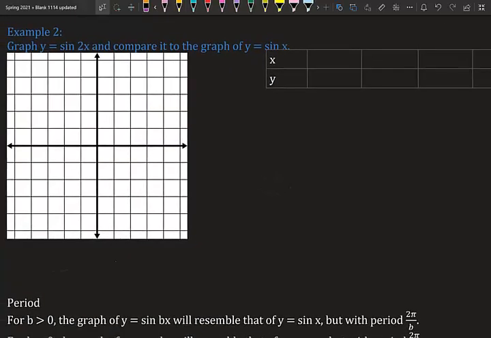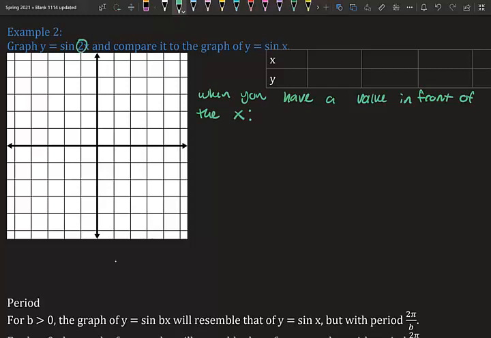So let's graph y equals 2 sine 2x and compare it to y equals sine x. So I'll just compare and contrast y equals sine x, and we'll look at the differences and everything that it changes. We have now y equals sine 2x. So we have something in front of the x. So when you have a value in front of the x, you have to find the period.